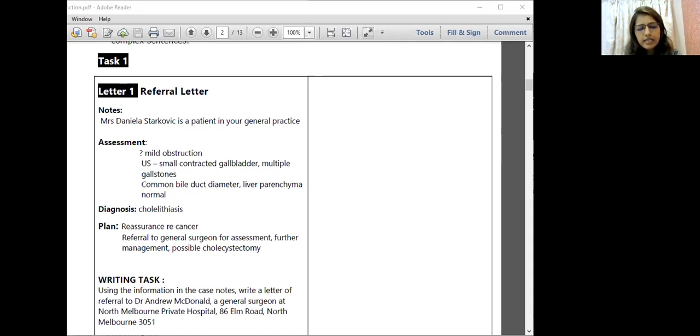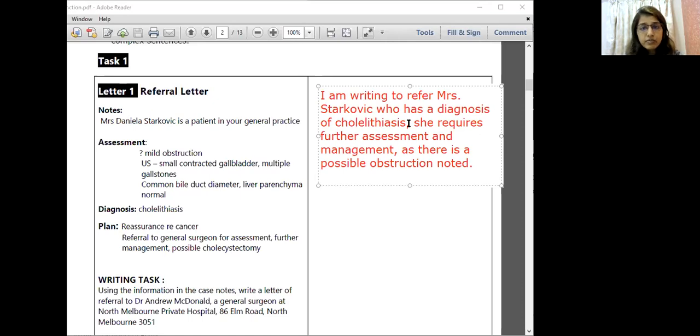Okay, the most common error all of you are making is in terms of using commas. A lot of you are connecting multiple sentences with a comma. That cannot be done. Remember, whenever you are starting a sentence with "I am writing to refer," look at this sentence structure. Yes, this sentence is ending here. I is the subject, am writing to refer is the verb, and Mrs. Starkovic is the object. Now you are starting a new sentence here, who has a diagnosis of polylithiasis. So your second sentence is also ending here. Now you can't connect one more sentence with a comma. And I would not say "has a diagnosis of polylithiasis." I'm sorry, I would rather say "who has been diagnosed with," or probably I would say "who has polylithiasis."